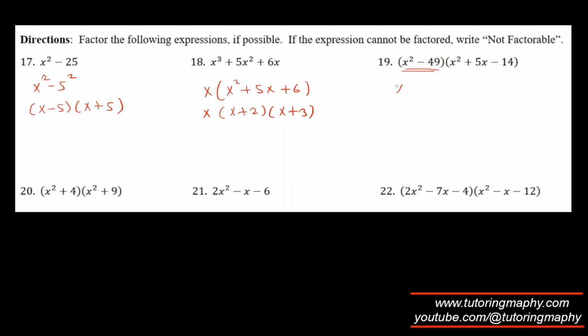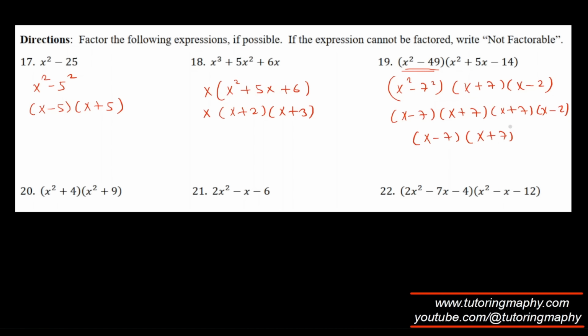Over here, this can be written as x squared minus 7 squared, and this can be written as, do we have any two factors of negative 14 that add up to 5? I think 7 and negative 2, right? So it should be x plus 7, x minus 2, if I'm not wrong. And this is again the difference of perfect squares, so x minus 7, x plus 7, and then this guy remains as it is, x plus 7, x minus 2. So this will become x minus 7 times x plus 7 whole squared times x minus 2. This is the factored form.